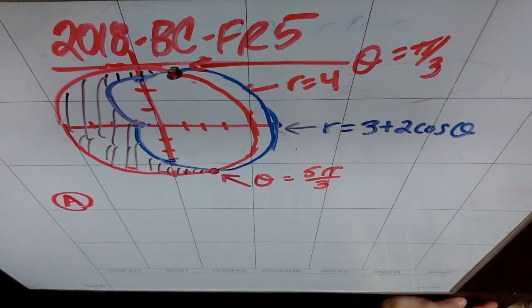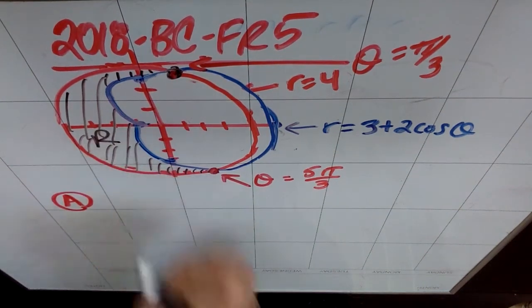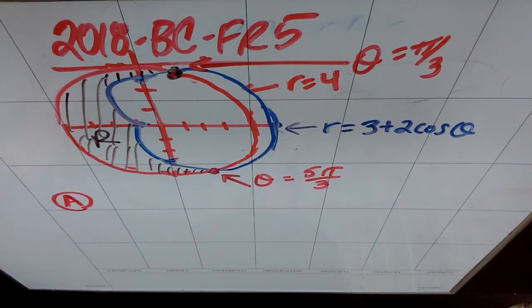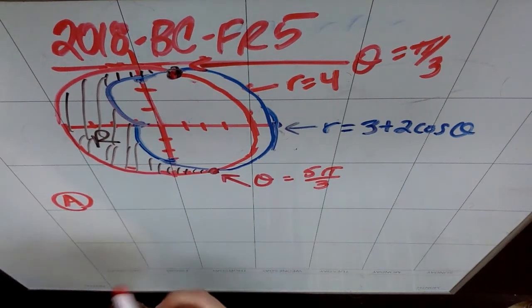Okay, so part A. Let R be the region that's shaded here, right? I didn't label it as R in my diagram, but hey, that's R. Big R. It is inside the graph of r equals 4, the circle, but outside the graph of r equals 3 plus 2 cosine theta, as shown in the figure above. Write an expression involving an integral for the area of R. So this is really just testing your understanding of how polar curves work, like if you know the definition of this formula.